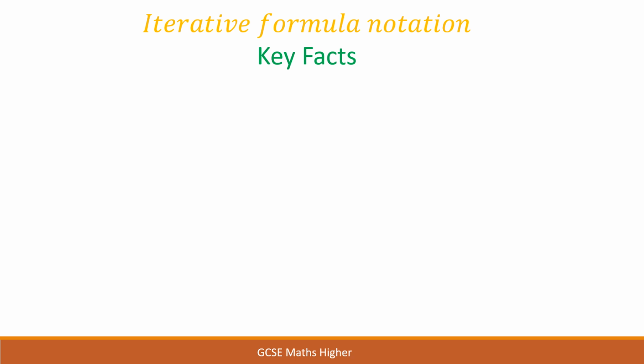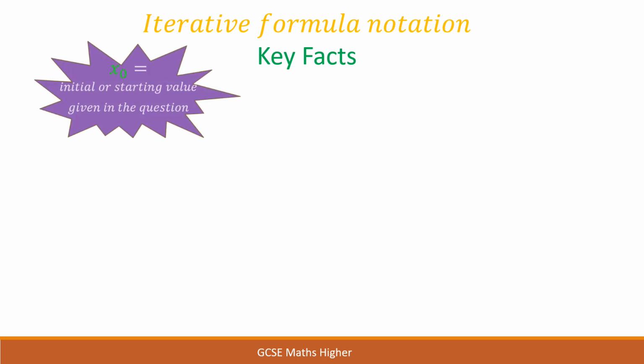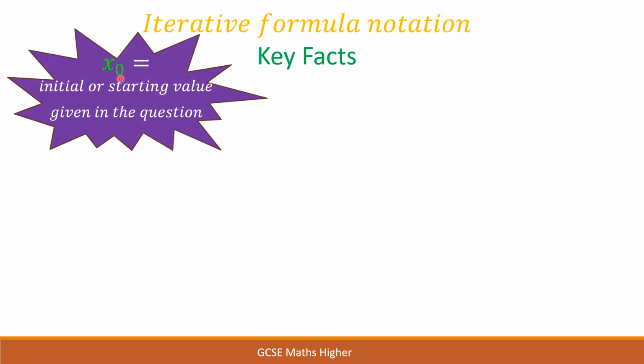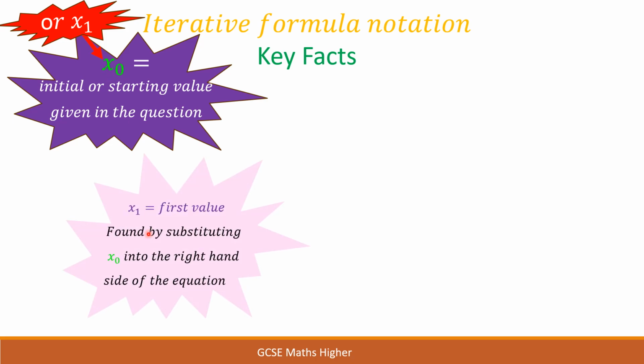So our notation that we're going to be using with the iterative formula starts off using the notation x0. So this is equal to your initial or starting value, and this will be given in the question. Sometimes you will be given the value of x1 to start with, but generally it is the value of x0. Okay, so we start with x0. Now, if you substitute x0 into the right-hand side of the equation, that will give you the first value, x1. So x1 is my first value, and that is found by substituting the value that is given in the question into the right-hand side of the equation.